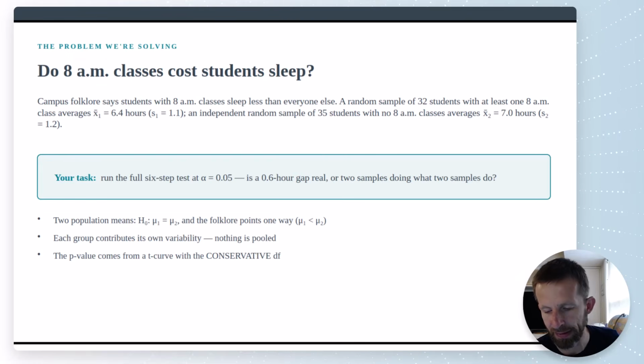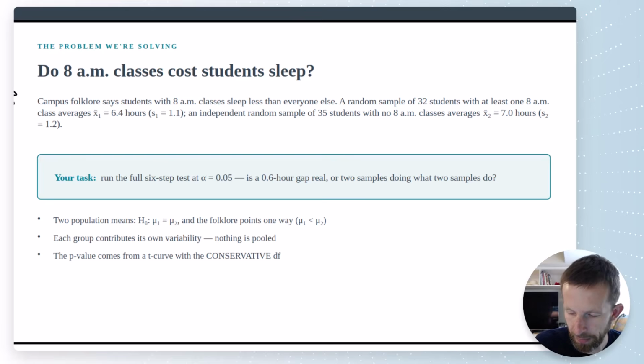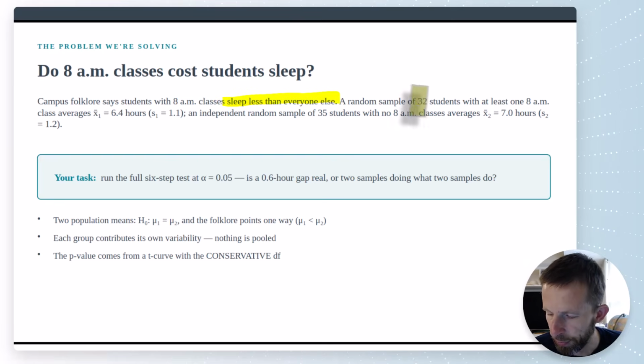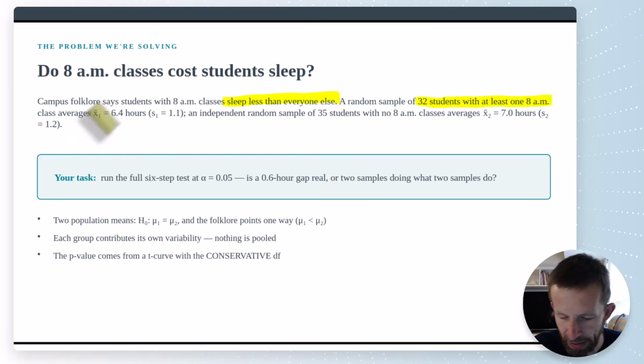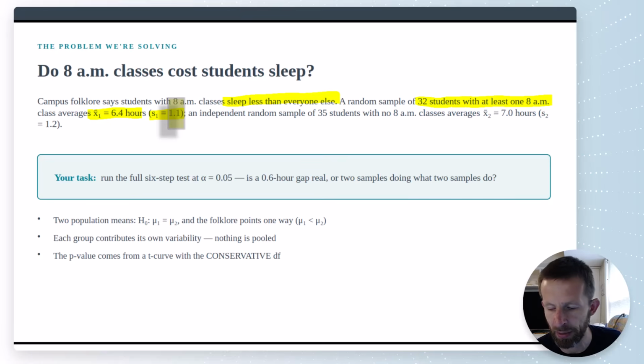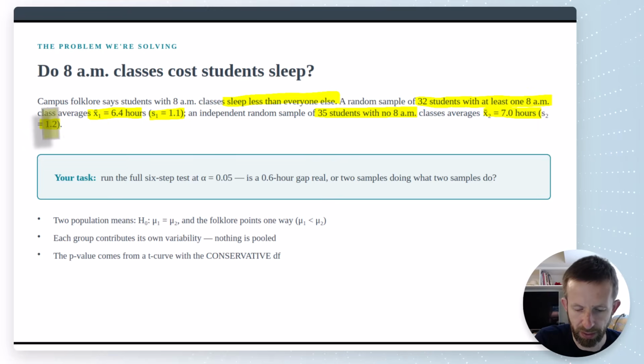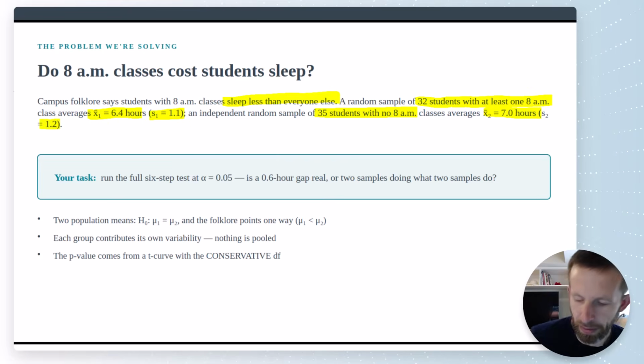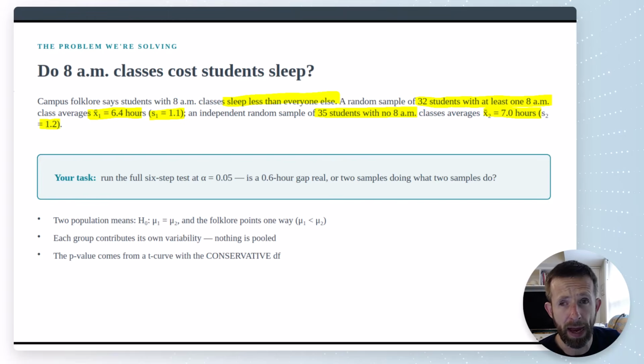Do 8 a.m. classes cost students sleep? Campus folklore says students with 8 a.m. classes sleep less than everyone else. A random sample of 32 students with at least one 8 a.m. class averages 6.4 hours of sleep with a sample standard deviation of 1.1. An independent random sample of 35 students with no 8 a.m. classes averages 7 hours of sleep with a standard deviation of 1.2. So the question is, are those two averages statistically significant?